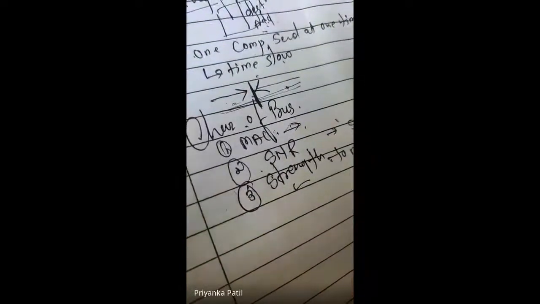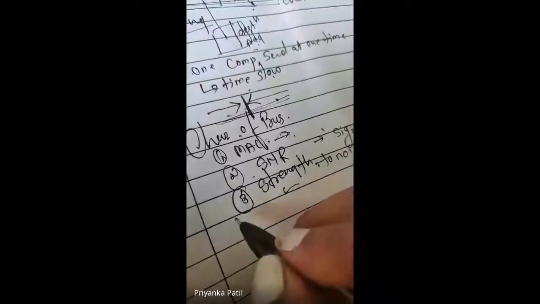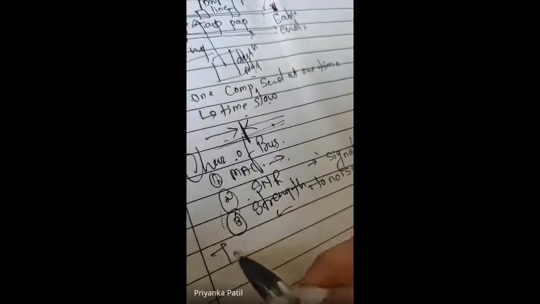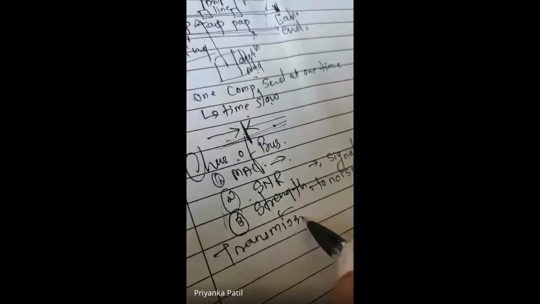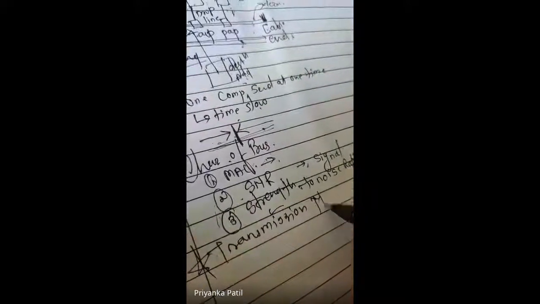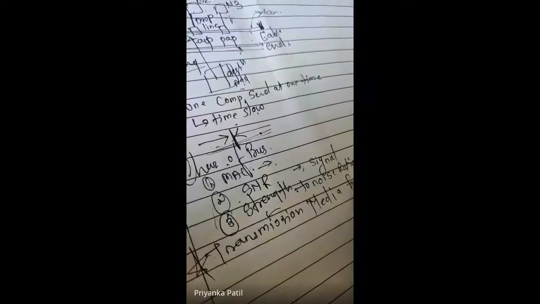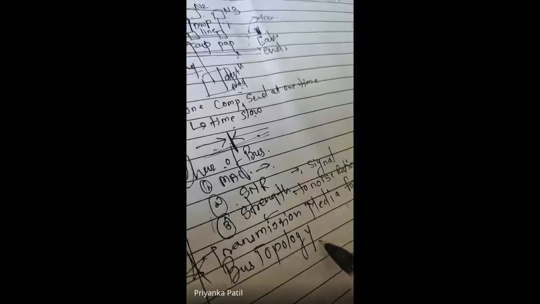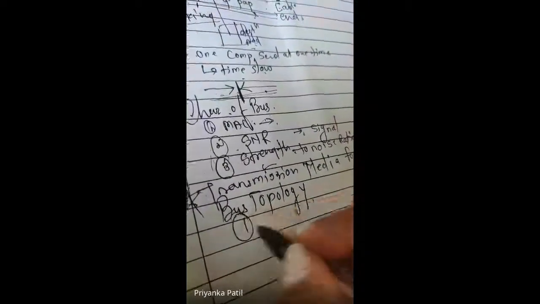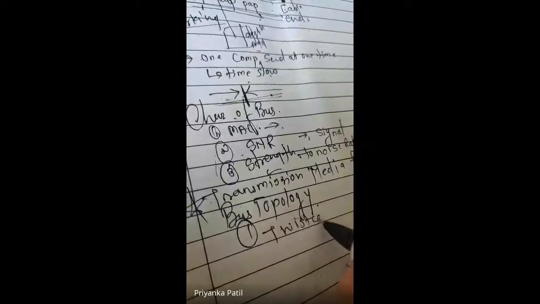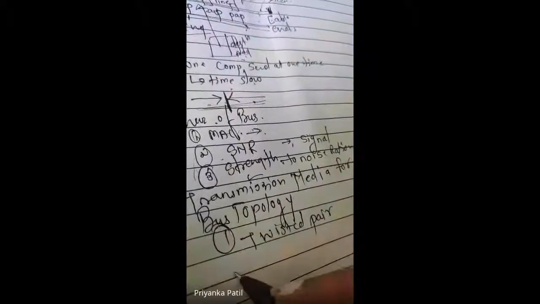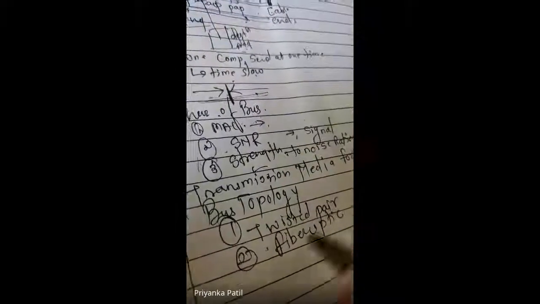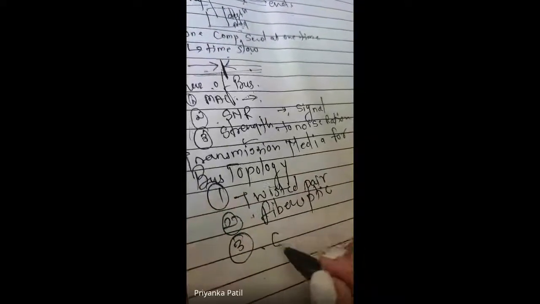Next one is the transmission media. Which media is used for transmitting the contents from one station to another station for the bus topology? Transmission media for bus topology. Okay, we have to use the twisted pair cable for the transmission. Then we have to use the fiber optic cable. Then we use the coaxial cable.